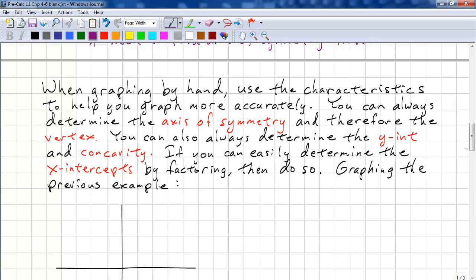When we're graphing by hand, we use the characteristics to help us get a more accurate graph. You can always determine the axis of symmetry and therefore the vertex. And you can always determine the y-intercept and concavity. And if you can easily determine the x-intercepts by factoring, then do so.